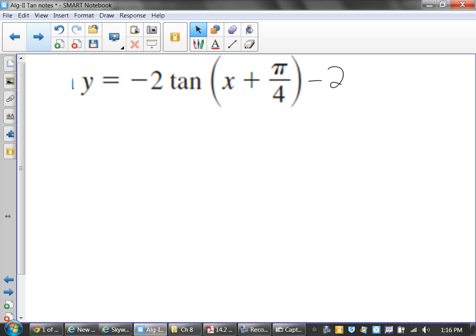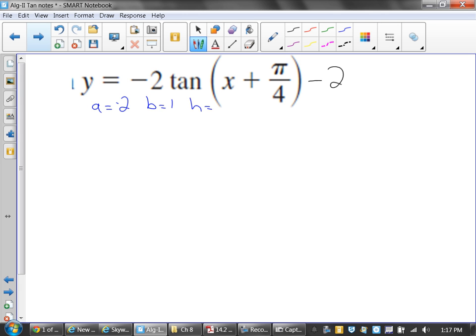So, just like we've done before, what do you think my first step is going to be? List out. What's A? B? 1. H? Negative pi over 4. Very good. And K. So does everybody agree that this graph is going to have to shift left and down? What is my period for this being a tangent?